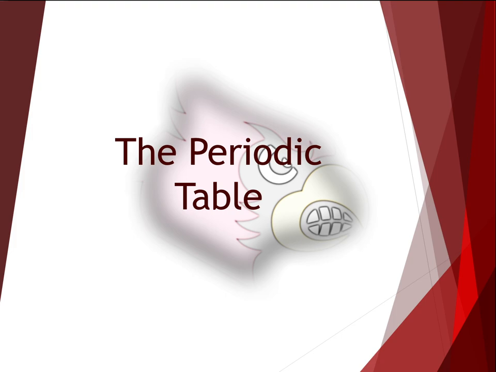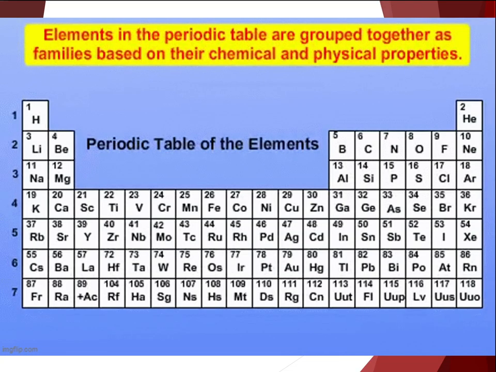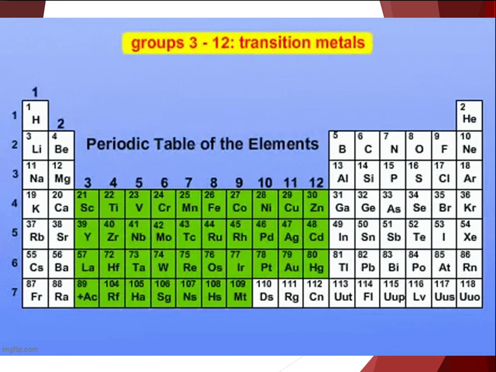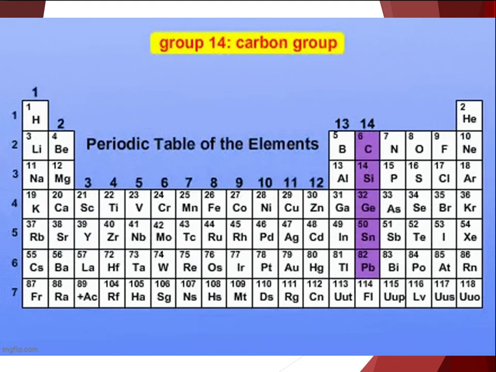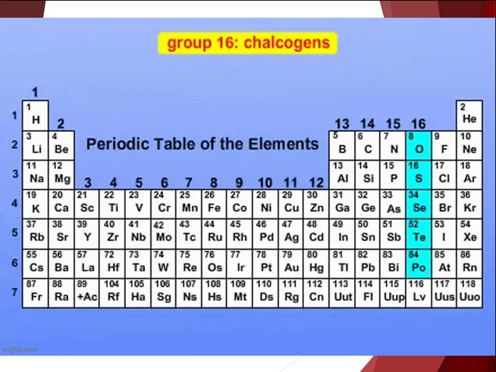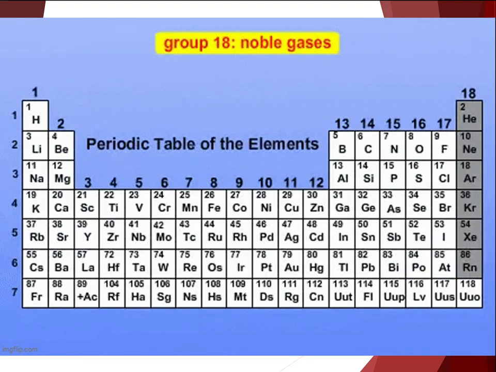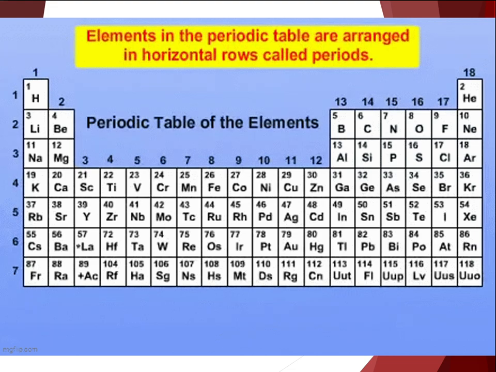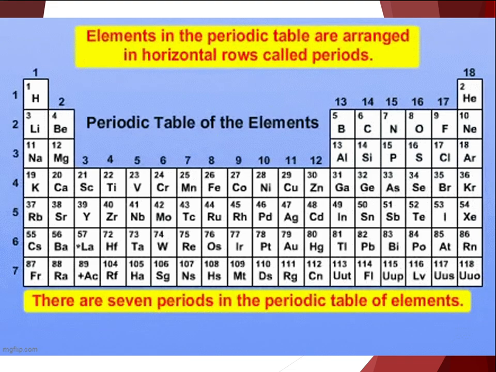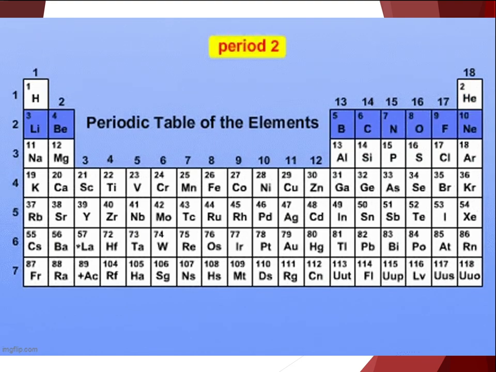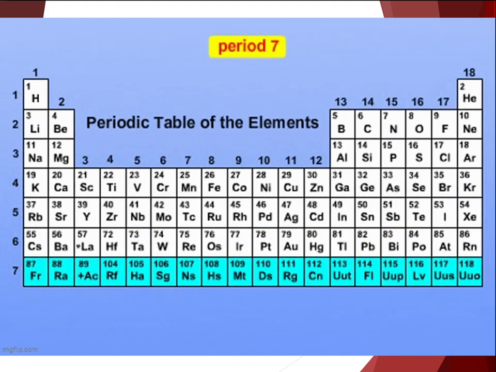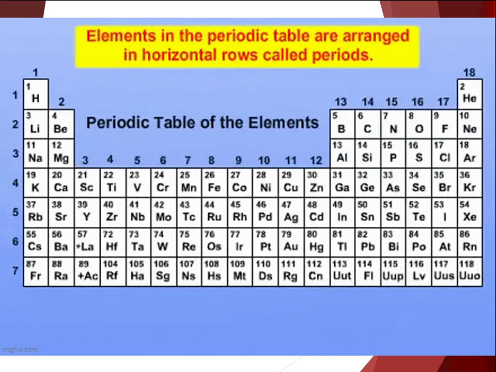Our first main idea, the periodic table. The periodic table includes information about all the elements that have been discovered so far. Elements with similar chemical and physical properties are placed together within groups or families, which are the vertical columns. There are also patterns in the way elements appear within periods, or the horizontal rows. The period, or row number, indicates the number of electron energy levels in an atom of that element.